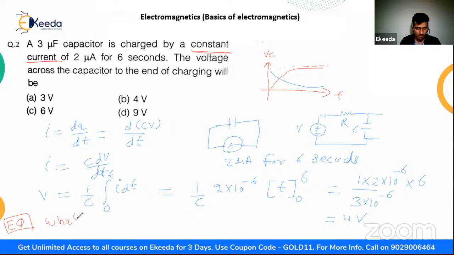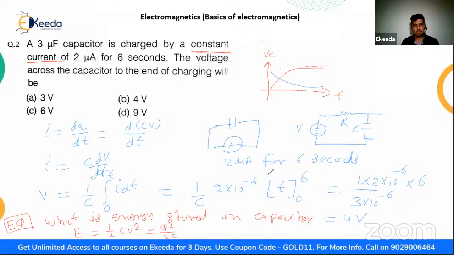So what is the energy stored in the capacitor? One question is this, and you can answer it like that. Energy stored is equal to half CV square, or you can also answer using Q square upon 2C.